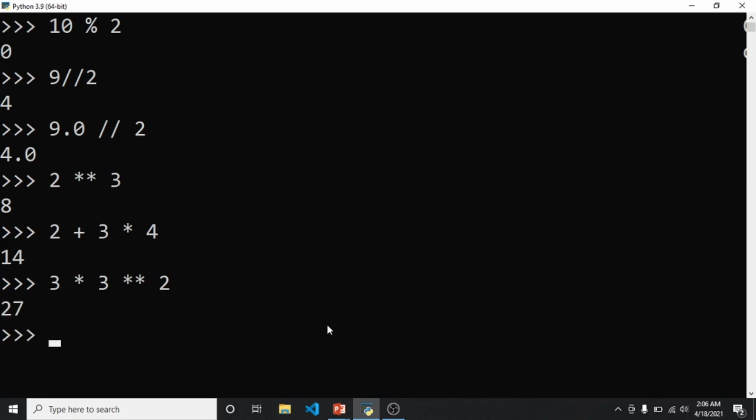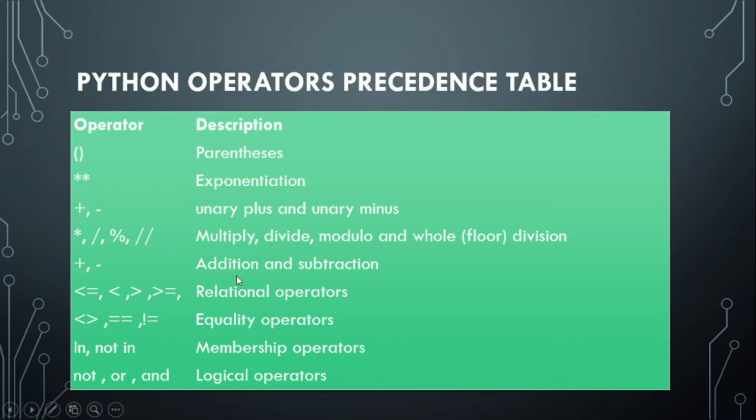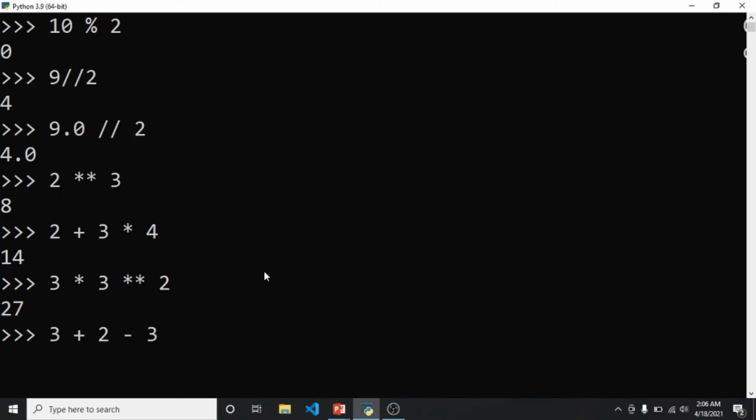So, ang tanong, paano naman kapag magkakasing level yung operation? So, take for example, 3 plus 2 minus 3. Ano yung magiging sagot dito? So, kapag tinignan natin sa precedence table, ang addition at subtraction is magkasing level. So, alin ang mauna dito? 3 plus 2 ba or 2 minus 3?